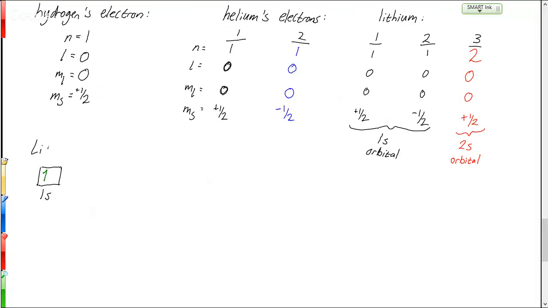one common way to do it is to draw little arrows up and down like this to indicate the different spins. So that would be our 1s. This would be our 2s. So there's 1 electron in the 2s.